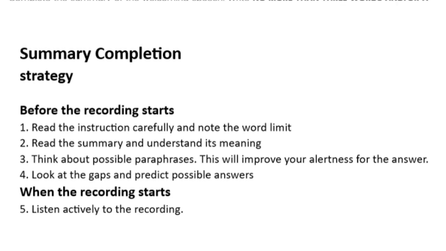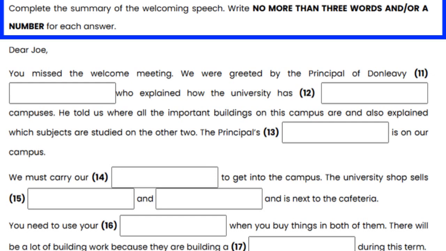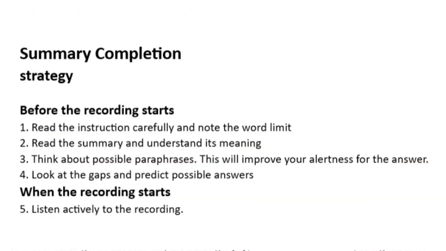Now, before the recording starts, the first strategy, and this applies to everything: read the instruction carefully and note the word limit. Up here is the instruction: no more than 3 words and or a number. So whatever answer you're putting here should not be more than 3 words and or a number. So the second step is read the summary and understand its meaning. Now let's go to the summary.